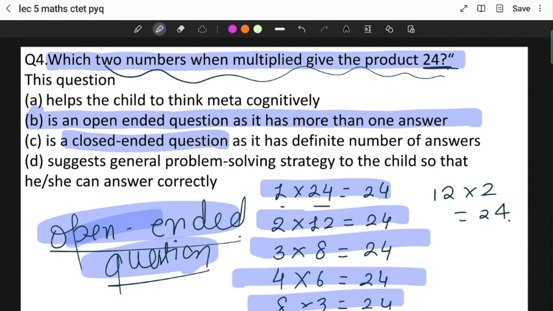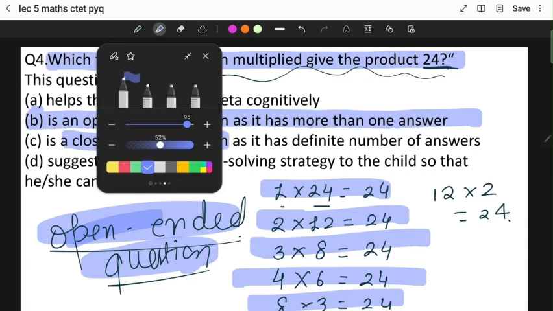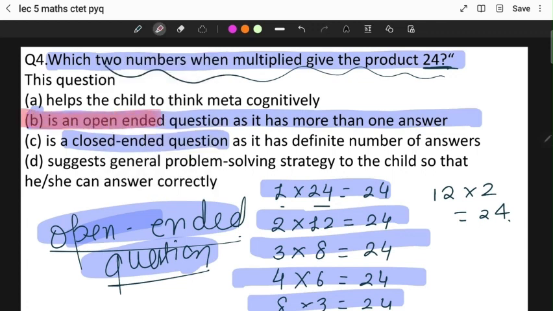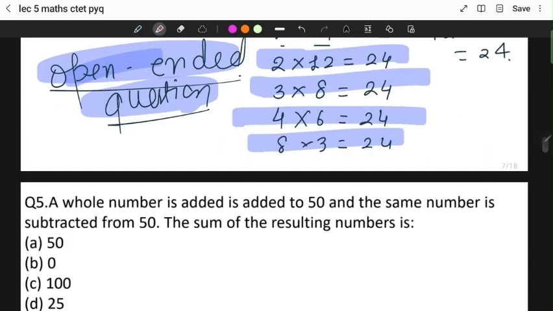Okay, so for this question, this is an open-ended question where we are finding multiple answers. So this is the correct answer for the given question, that is option number B. Got it? Moving on to the next question now.